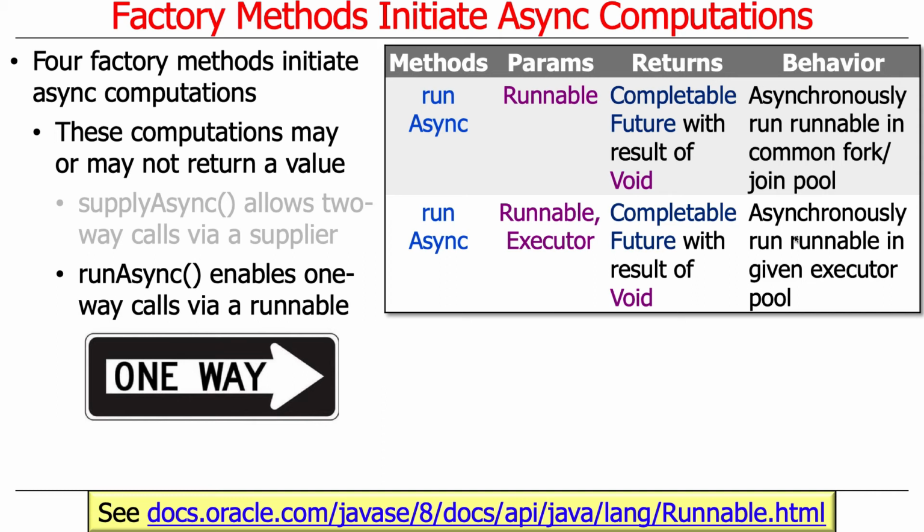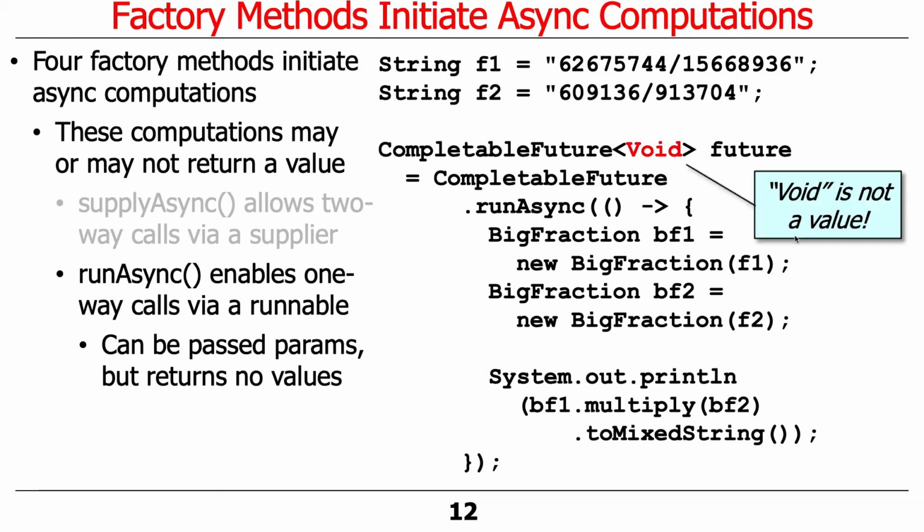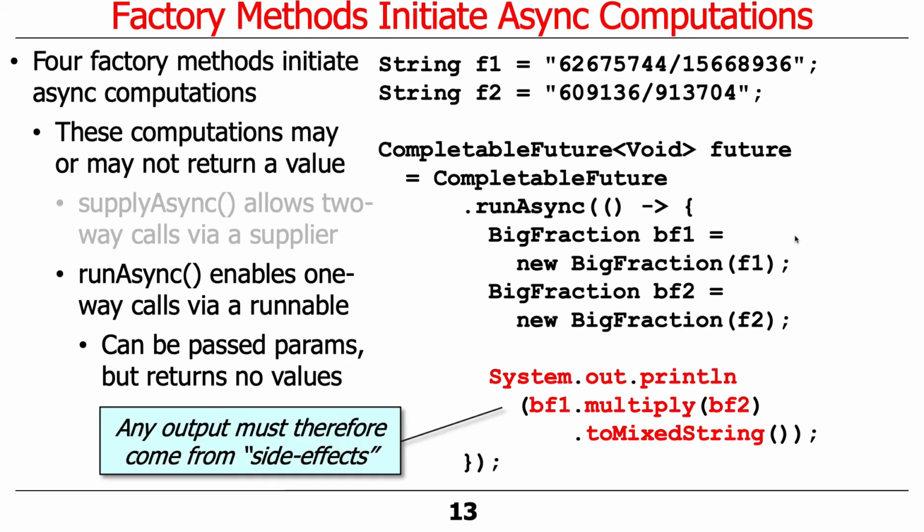And as before, the first variant of runAsync runs in the common fork join pool. The second variant runs in the given executor pool. Here's a simple example, much the same as before. Once again, we're going to go ahead and perform these operations. And notice that void is not a value, so it just says we're not returning anything here. And in this case, any output we have here has to come from side effects. So in this case, this computation has the side effect of printing the results of multiplying big fraction 1 by big fraction 2 and converting it to a mixed string.